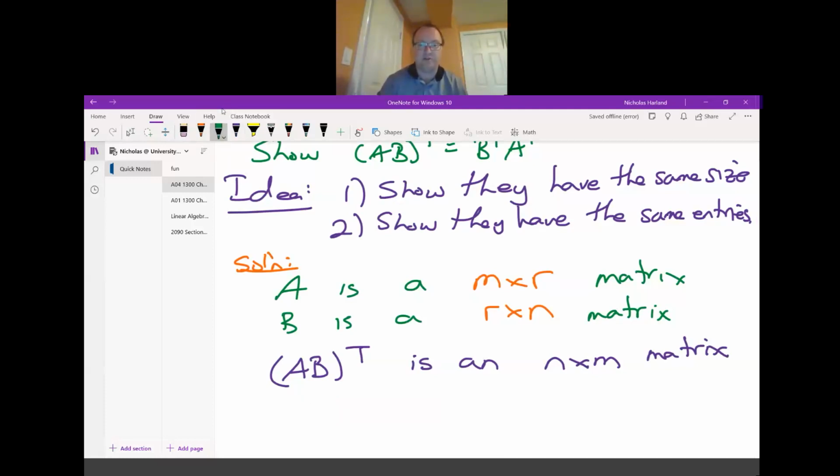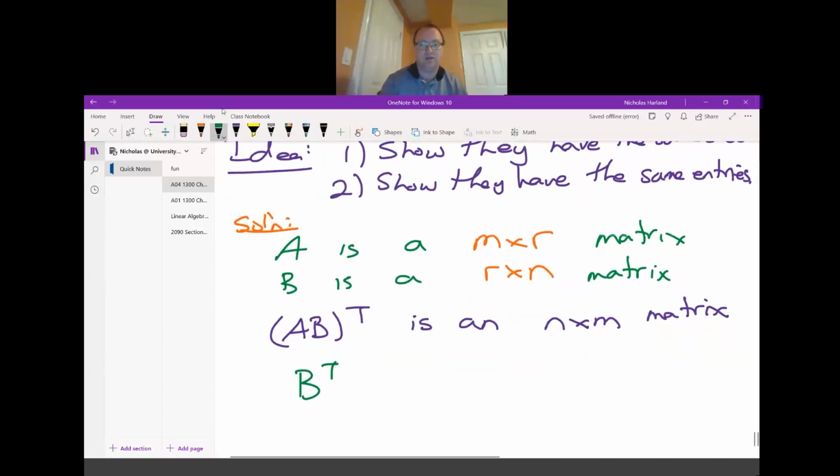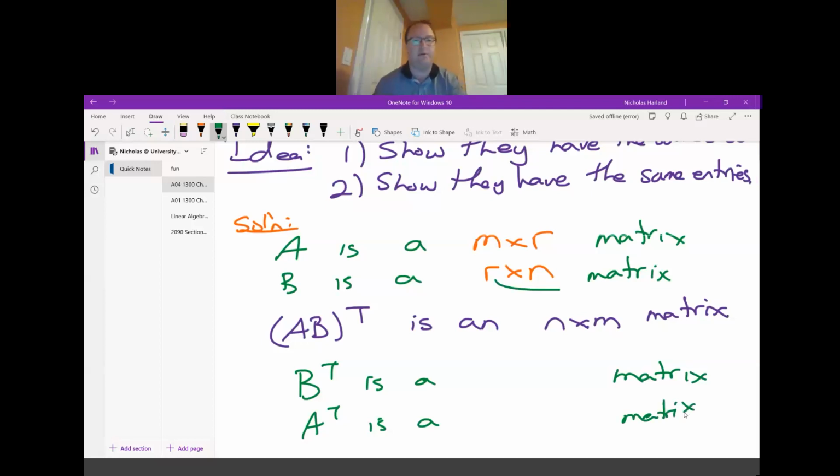Let's move to our right. What is the size of B transpose? What is the size of A transpose? Using the same A and B that we had above. What would be the size of A transpose? What would be the size of B? So A would be R, or I guess I switched the order. B transpose would be N by R. A transpose would be R by M.